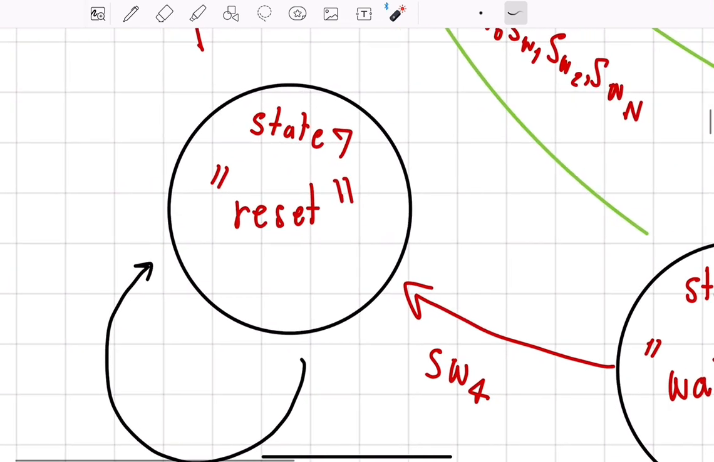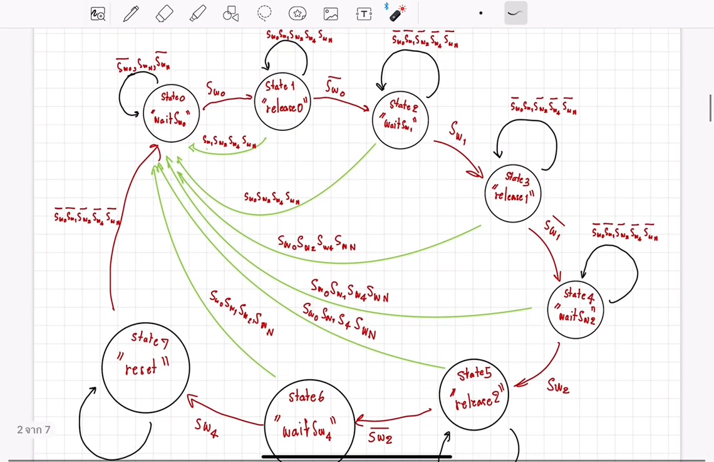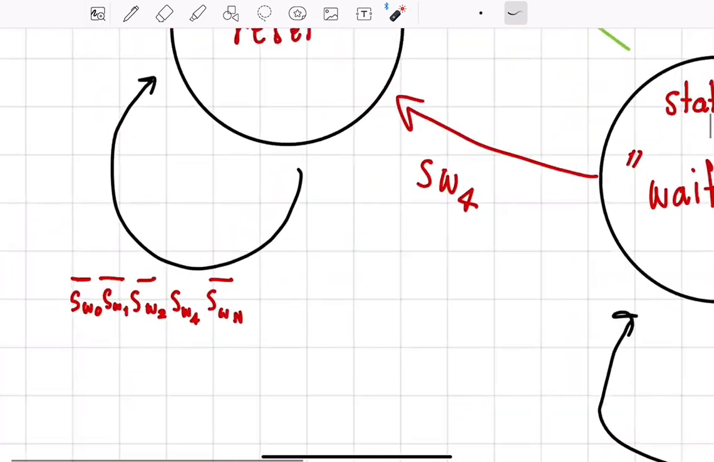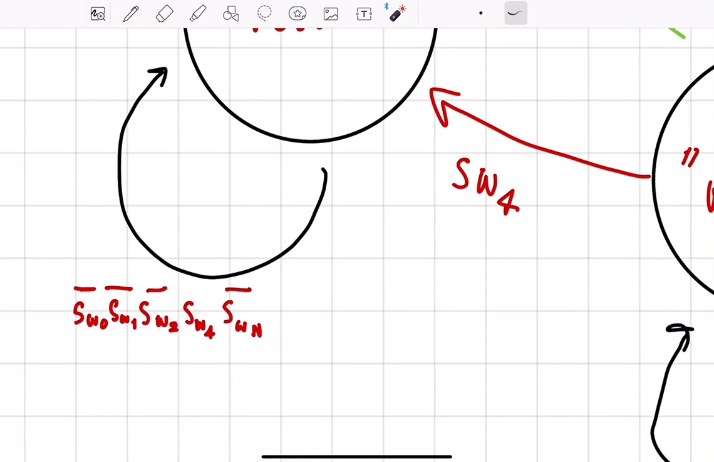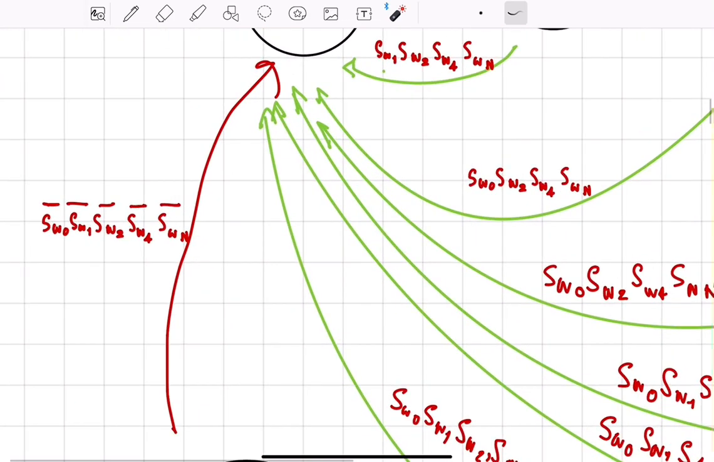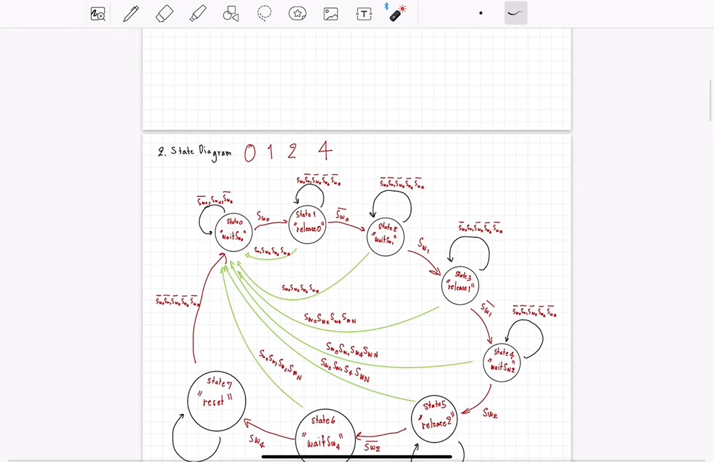State 7 means reset. It means I input the number, the student is 2. When I put switch 4, don't put switch 2, switch 1, switch 0, switch N, it means I keep working again in state 7. When I don't push any switch, I go to state 0. Start again. This is my state diagram.